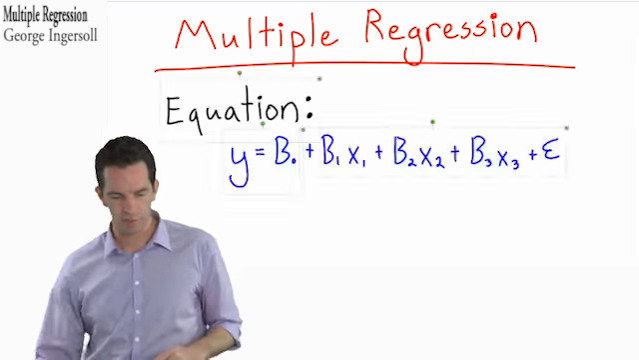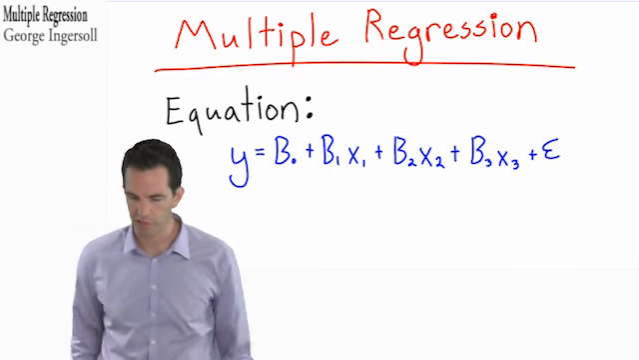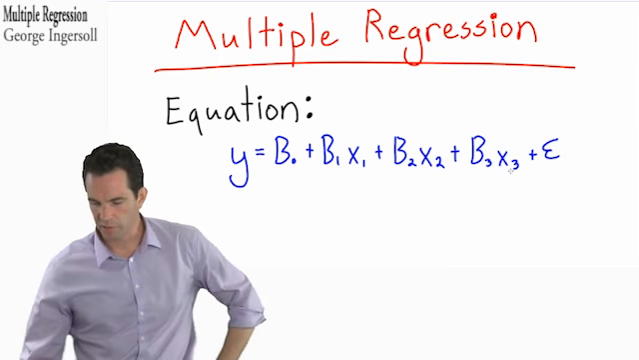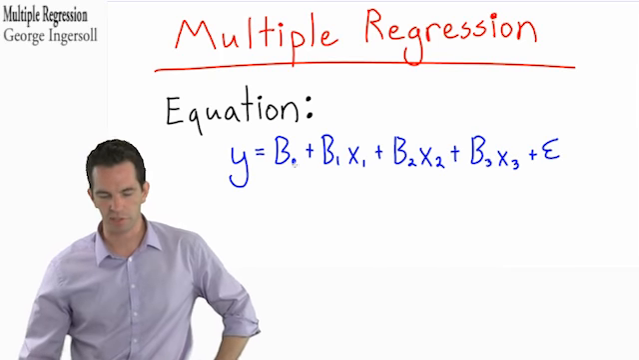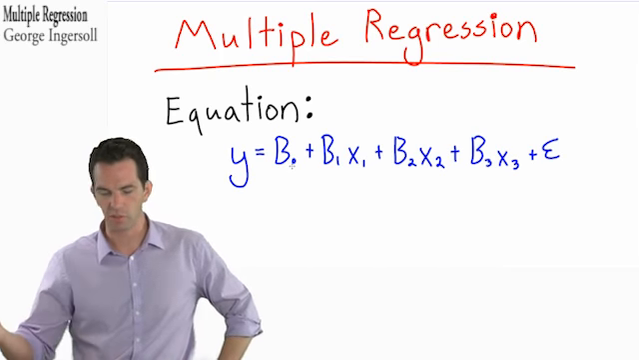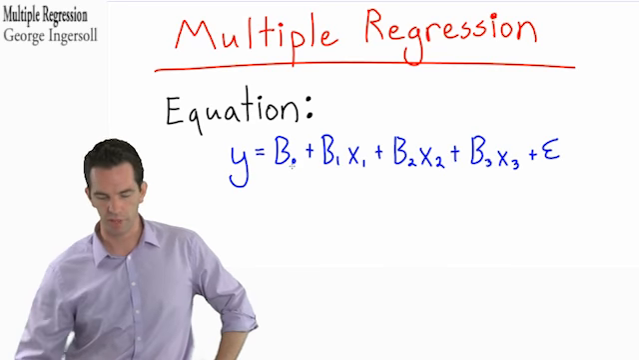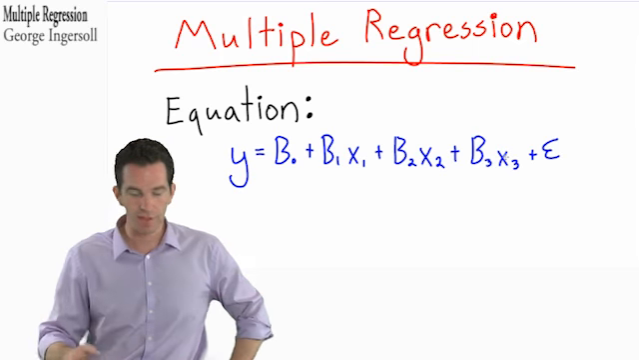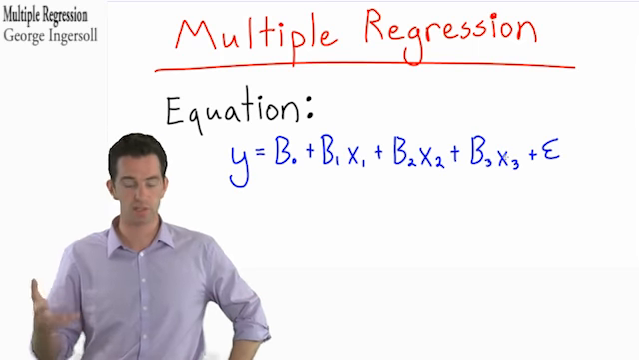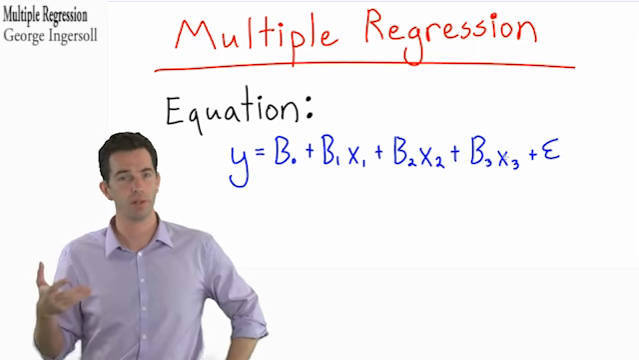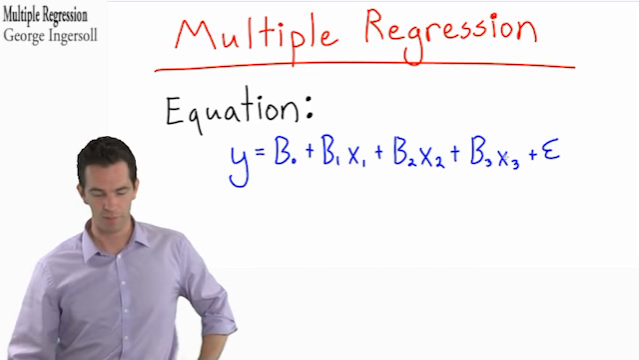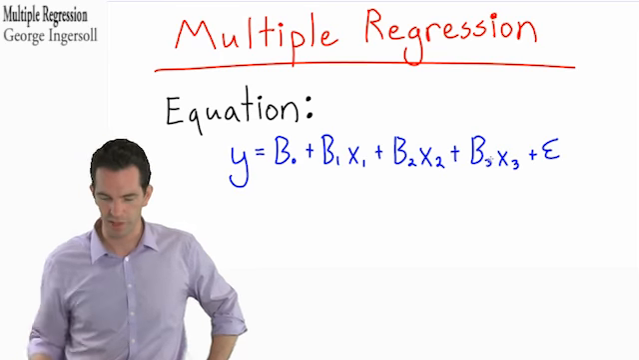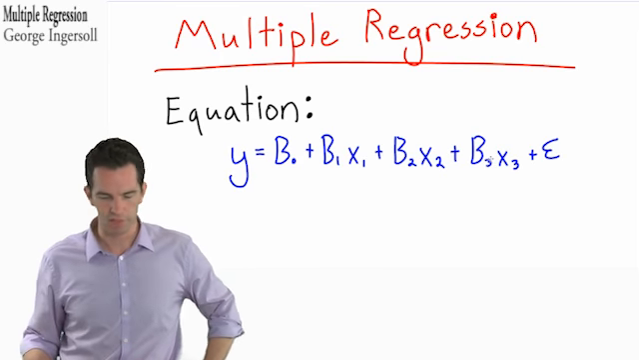So let's take a look at what an equation for multiple regression might look like. This equation shows what a multiple regression equation would be with three predictor variables. So I've got an x1, an x2, and x3. And you should recognize this. This looks similar to the equation you get for simple linear regression. But we've got three x's, three different types of x's, three predictor variables instead of just one.